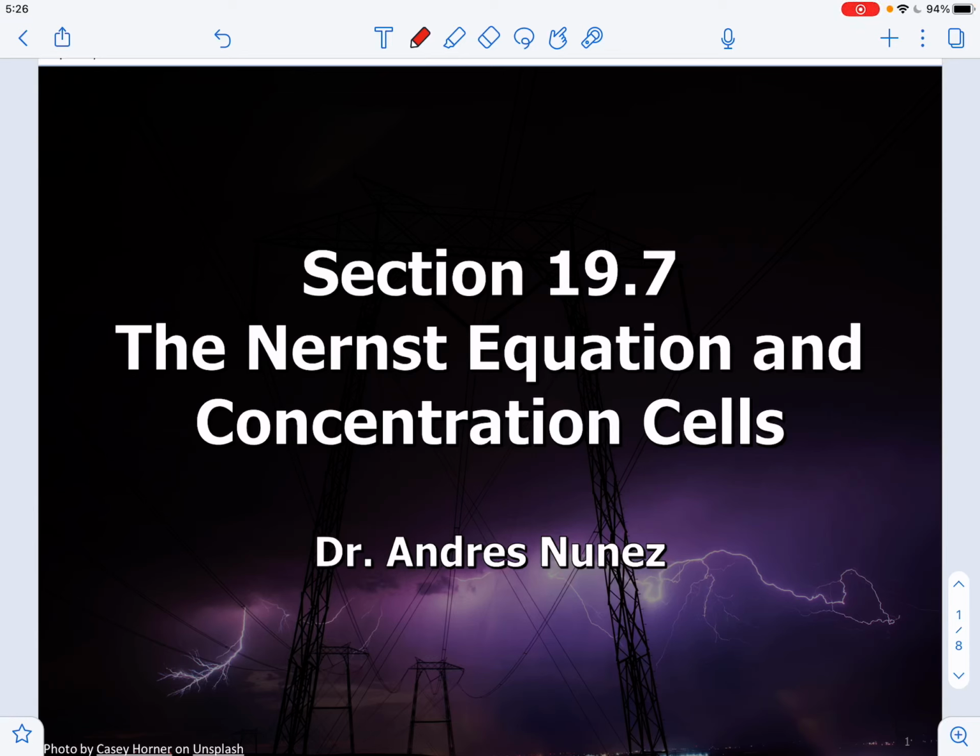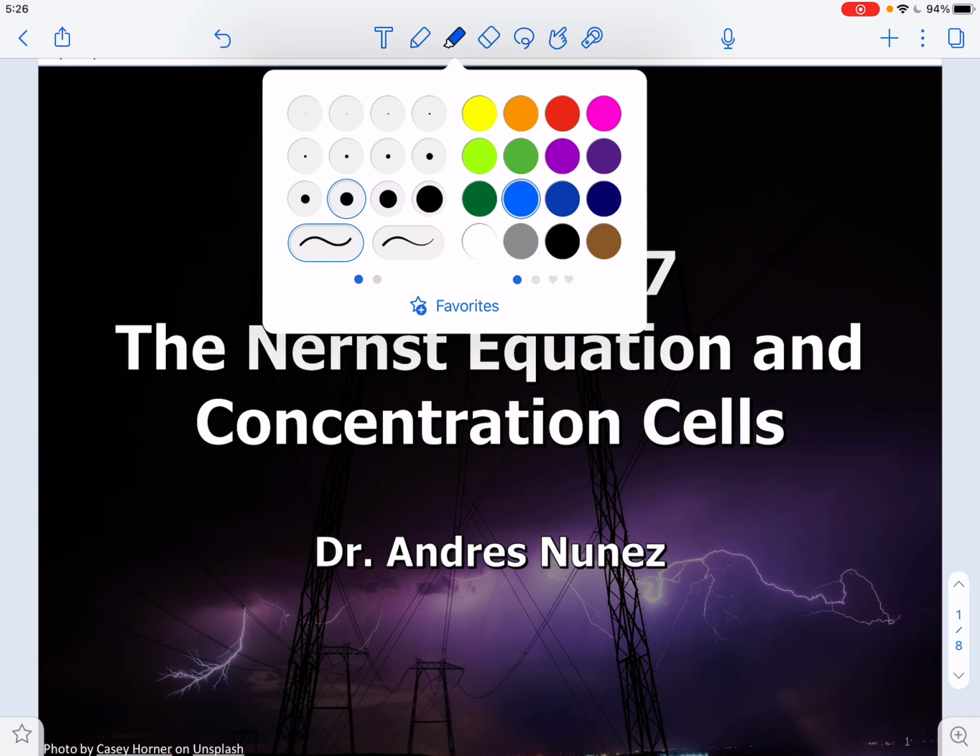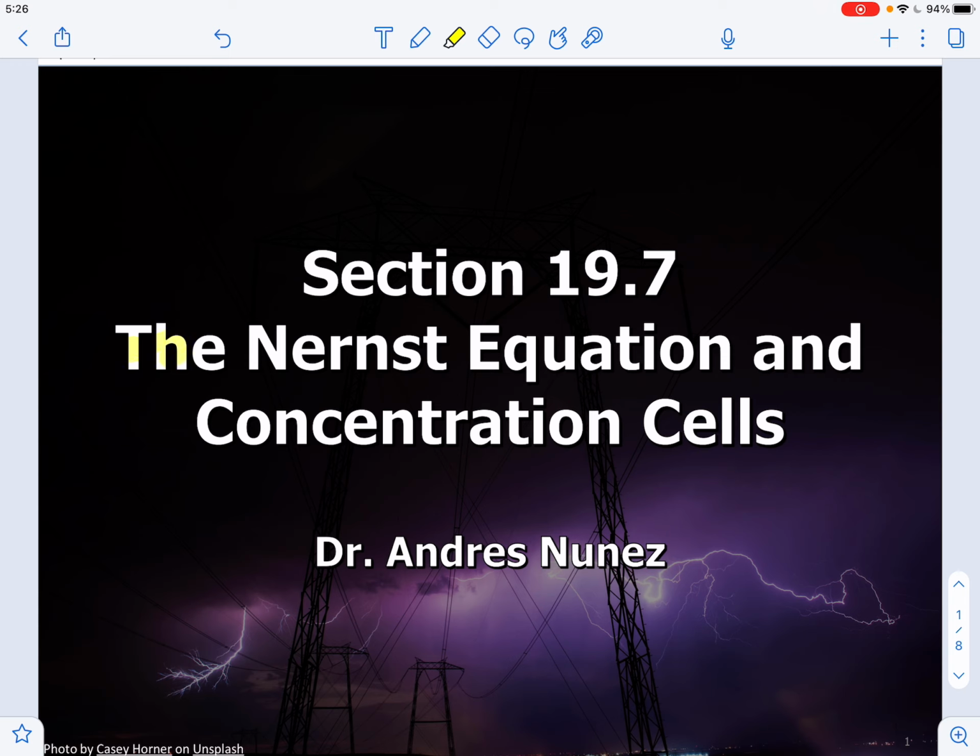This is section 19.7 and it's about the Nernst equation and concentration cells. So the section is about these two related topics, but in this opportunity we are going to focus our attention only on the Nernst equation. So we are going to leave the concentration cells out of the discussion, just so you know, which is going to make your life a little easier, right?